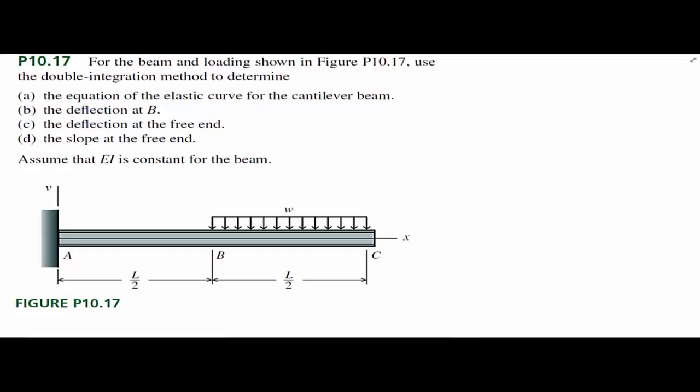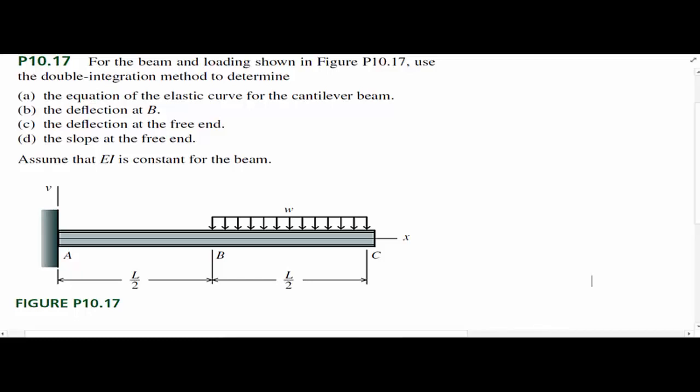It shows here a beam with a loading, and we're asked to use the double integration method to determine the equation of the elastic curve for the cantilever beam, the deflection at B, the deflection at the free end, and the slope at the free end. We need to assume the modulus of elasticity and moment of inertia are constant for the entire beam. So the first thing we should do, just the same as for all problems thus far, is find the reaction at the fixed joint.